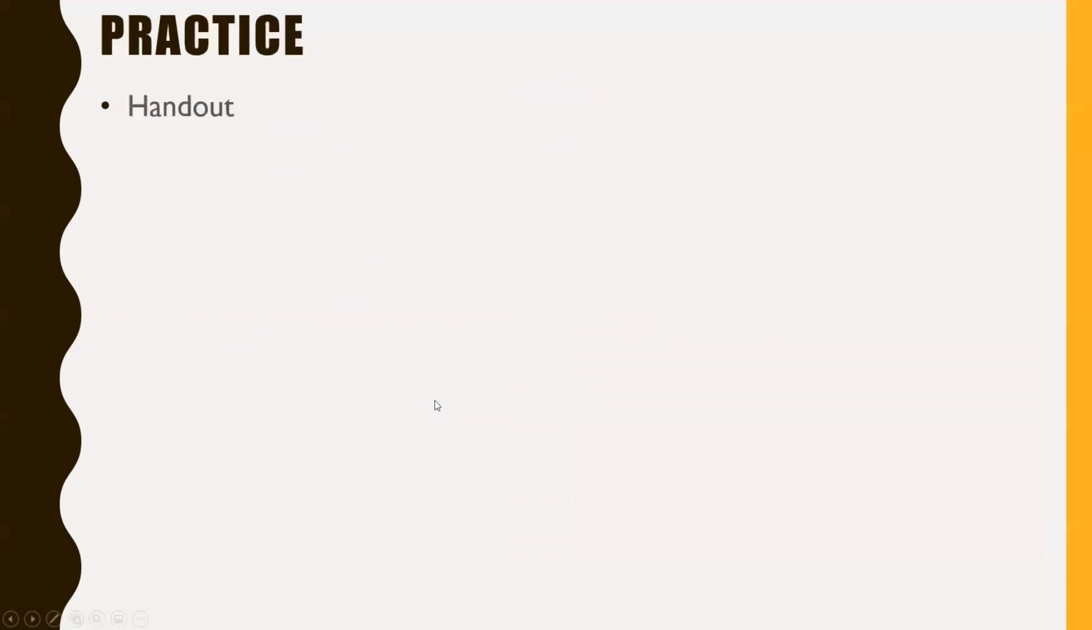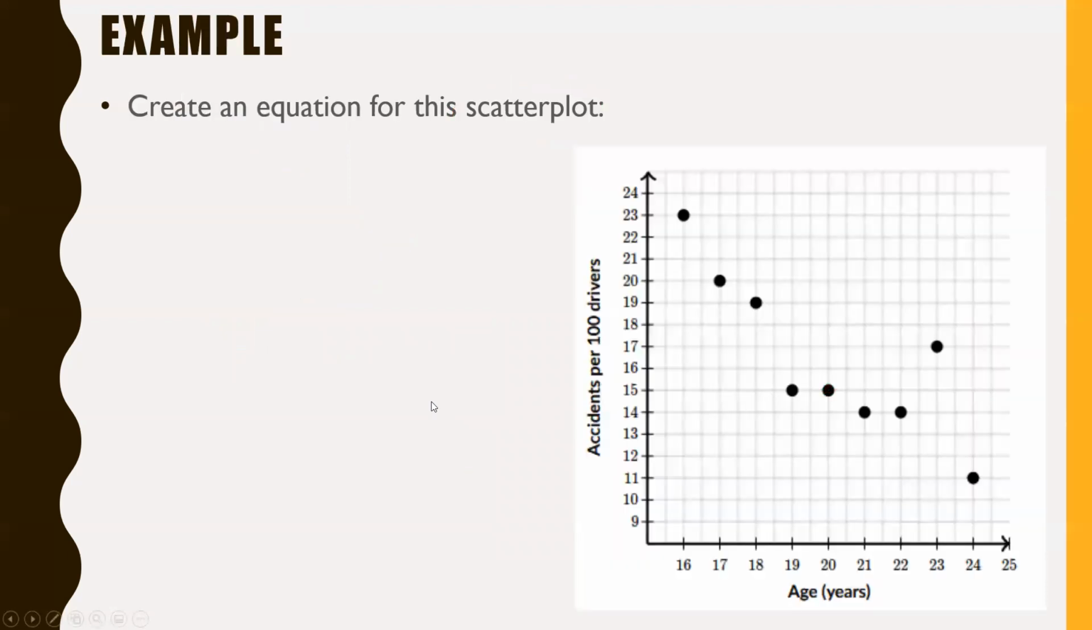Last question, I think. Yes, last question. Here we go. Create an equation for this scatter plot. So just like before, we want to make a decent line of best fit. All right, here we go. So again, try to divide these points as best you can. I think I'm going to start about right here and draw my line kind of like that.